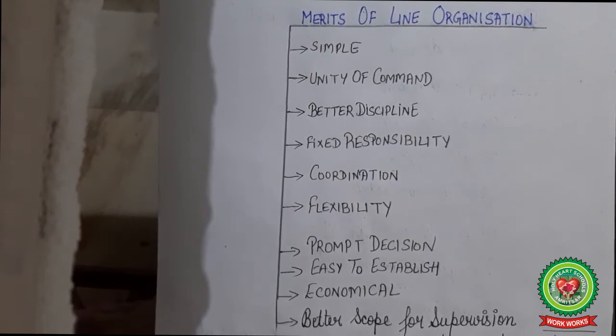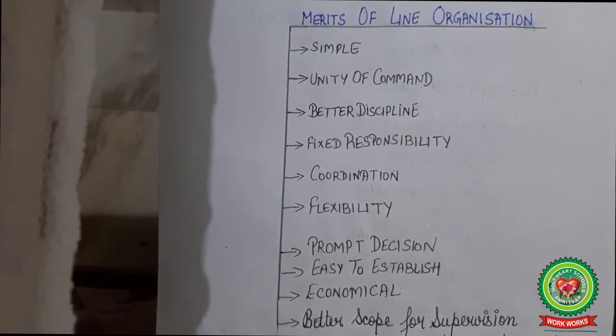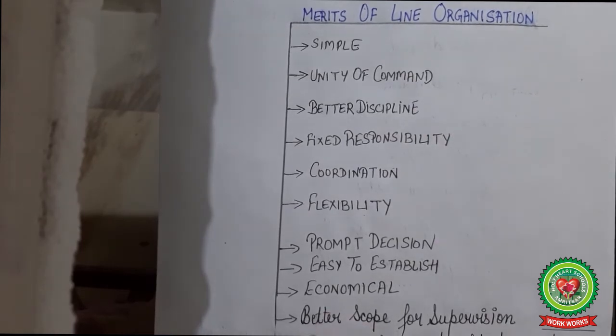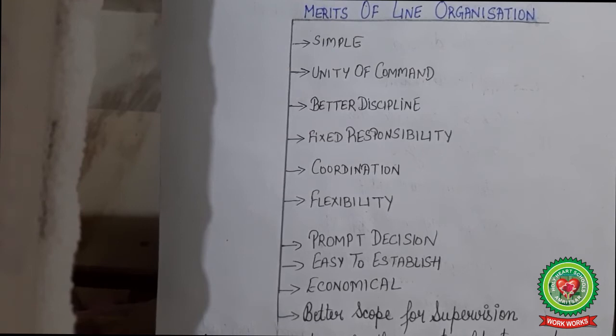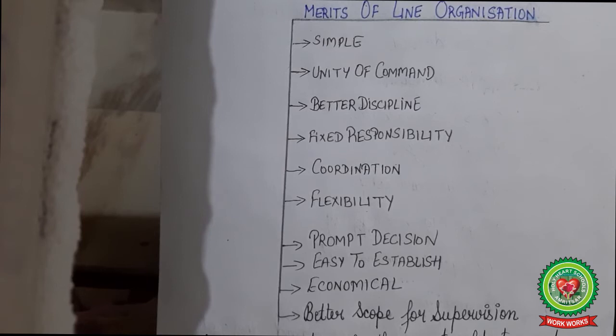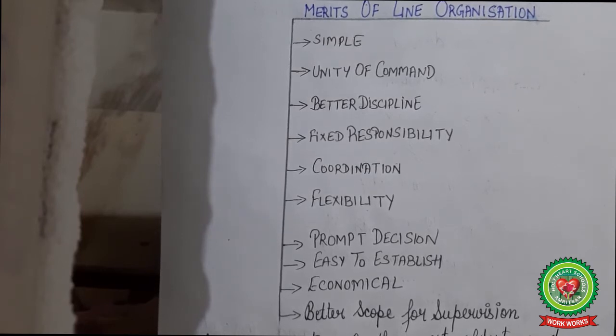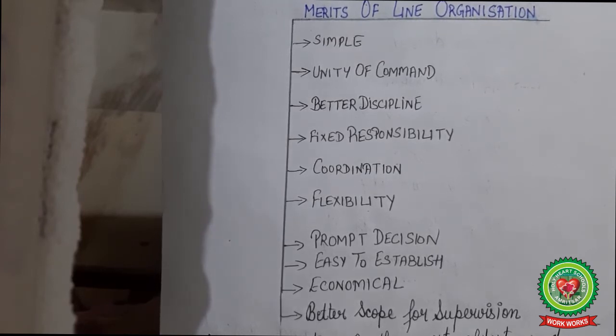So this organization has many benefits, and we will discuss each of its merits one by one. First, it is simple. It is the most simple and oldest form of administration, and in this line, the authority and responsibility of every employee, as a result of direct relationship, can be known. Then there is unity of command. In this structure, the superior-subordinate relationship is clearly defined. They know authority flows from top to bottom.